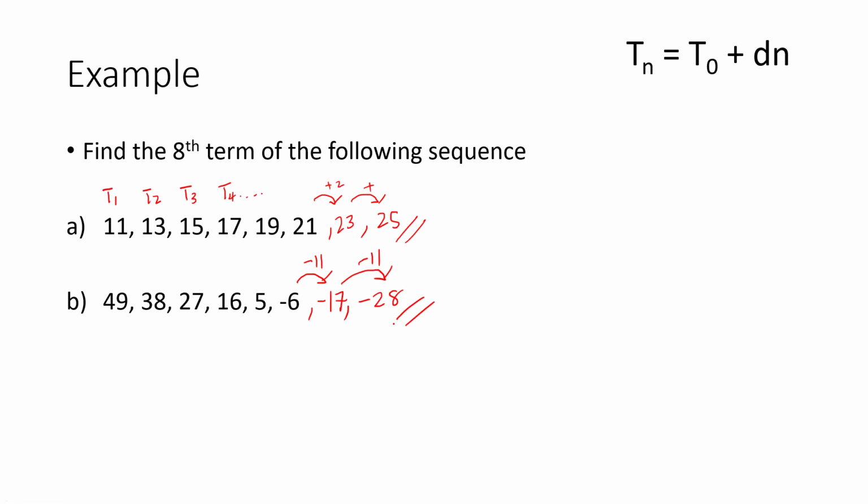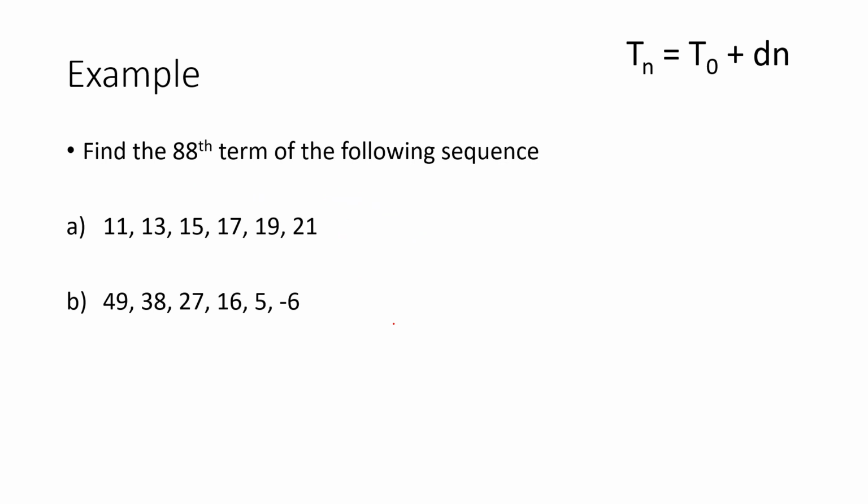Now, what if the question asks me to find the 88th term? Are you going to do one by one, plus 2 plus 2 plus 2, or minus 11 minus 11 minus 11? You will go crazy doing that. But sometimes if the student is desperate, he or she might do that. I have seen this in examination papers. So please use this formula.